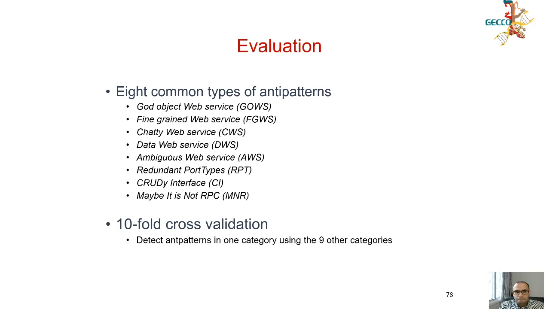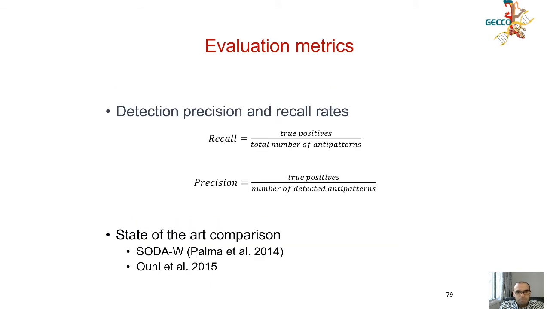easily. We also used 10-fold cross-validation. We split our dataset into 10 parts, and we train on 9 parts and then test the approach on the 10th fold. As for the evaluation metrics, we used precision and recall, and we compared our approach to SODA, which is an approach proposed in 2014 based on the manual translation of symptoms into detection rules, and another basic approach using a genetic algorithm.